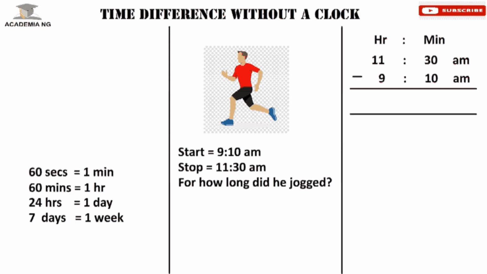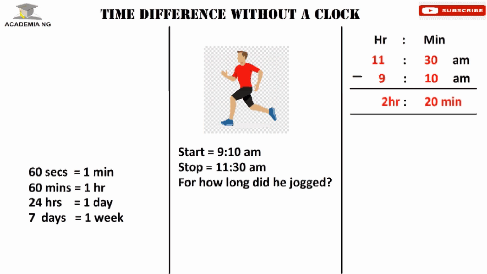Now let's subtract. 0 minus 0 equals 0. 3 minus 1 equals 2. And 11 minus 9 equals 2. Answer is 2:20. Use this format. So he jogged for 2 hours and 20 minutes.